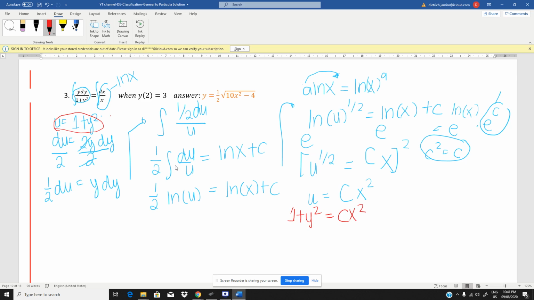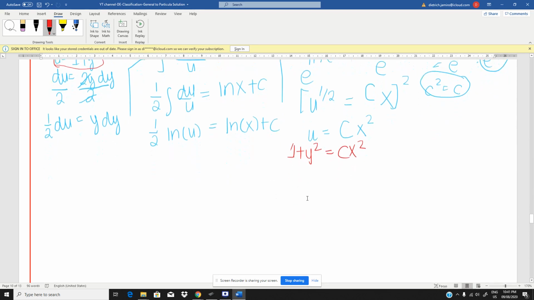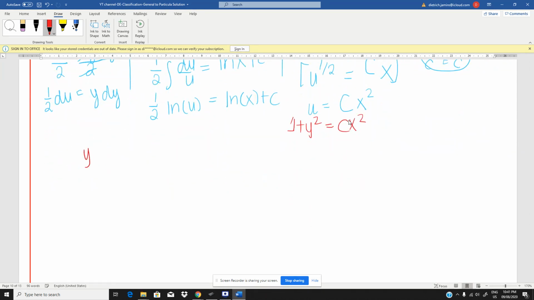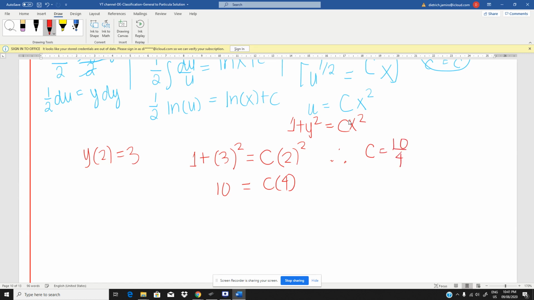Then, first, I will substitute our initial conditions. Our initial condition is y of 2 is equivalent to 3. So we will have 1 plus y, which is 3, squared is equal to c times x, which is 2, squared. So we will have 1 plus 3 squared, that's equivalent to 10, is equal to c times 4. Therefore, the value of c is equivalent to 10 over 4, or 5 halves.